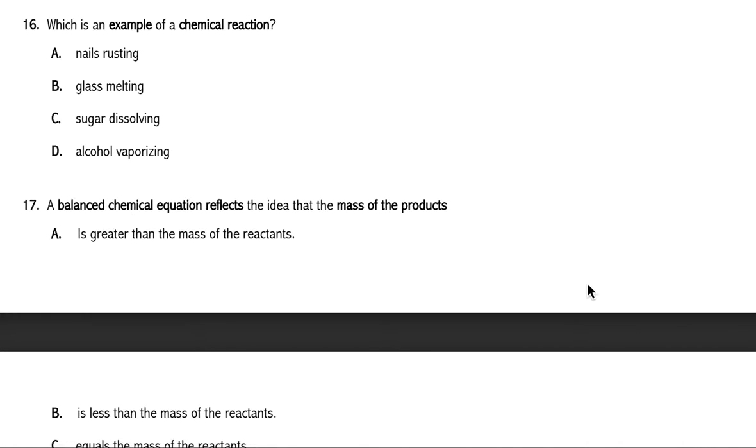Question 16. Which is an example of a chemical reaction? A. Nails rusting, B. Glass melting, C. Sugar dissolving, D. Alcohol vaporizing.